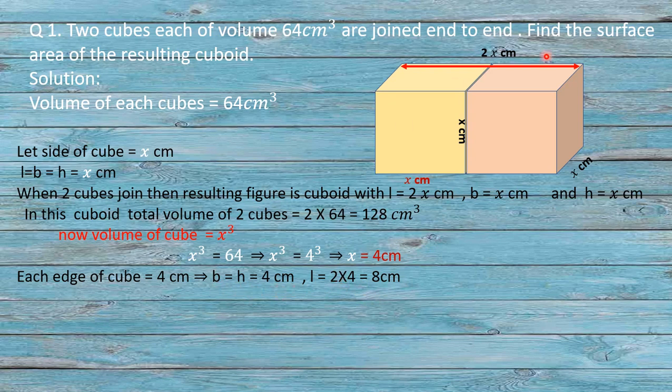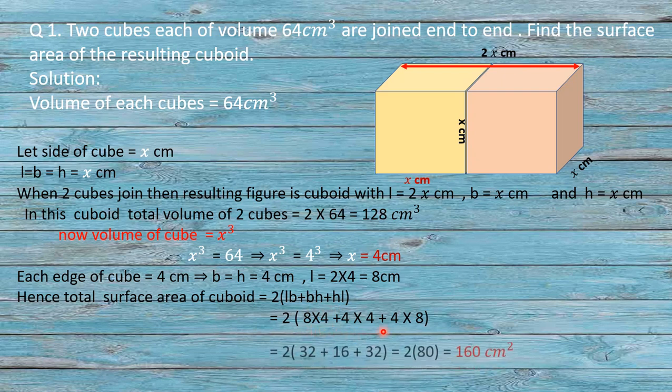So we have to find the total surface area. By combining these two shapes, the total surface area of the cuboid is 2(LB + BH + HL). Putting the values of L, B and H, we get 2 into (8 into 4 plus 4 into 4 plus 4 into 8). After further solving, we get 160 centimeter square as the total surface area of the resulting cuboid.